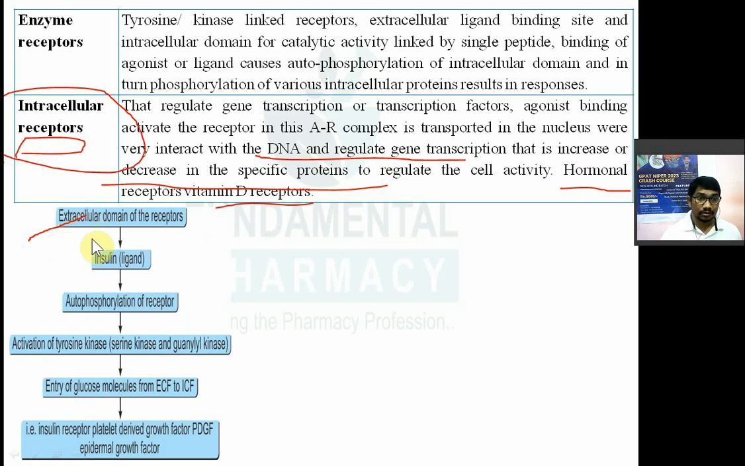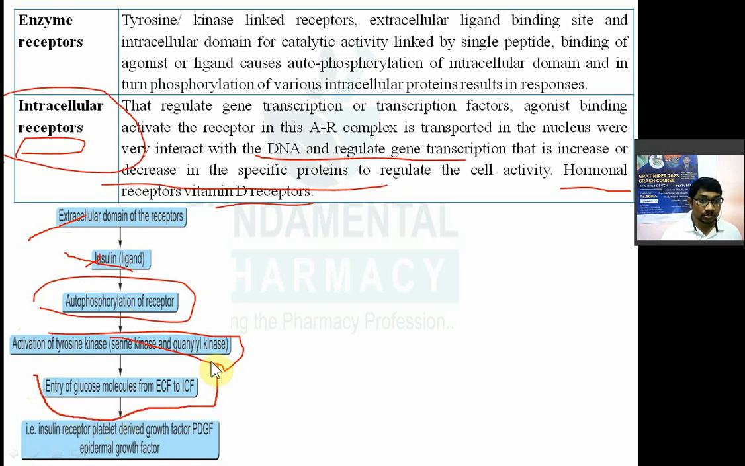Okay, let's say for example insulin receptor is a tyrosine kinase linked receptor or enzyme receptor. तो इंसुलिन क्या करेगा? इसके एक्स्ट्रासेलुलर डोमेन के ऊपर बाइंड करेगा. तो इंसुलिन इज अ लिगैंड और ड्रग, that results in the autophosphorylation of receptor, activation of tyrosine kinase, that is a serine kinase and gluconyl kinase. It causes the entry of glucose from extracellular space to intracellular space.